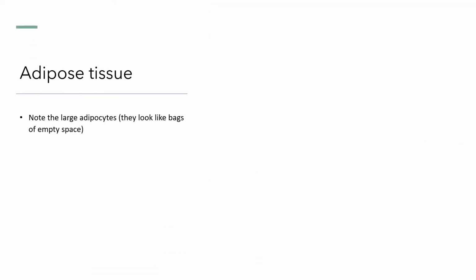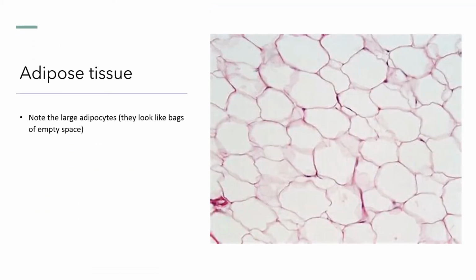Adipose tissue. So adipose tissue looks like big bags of empty space. So if you see this on a slide, this is most likely adipose tissue. It's not subtle.